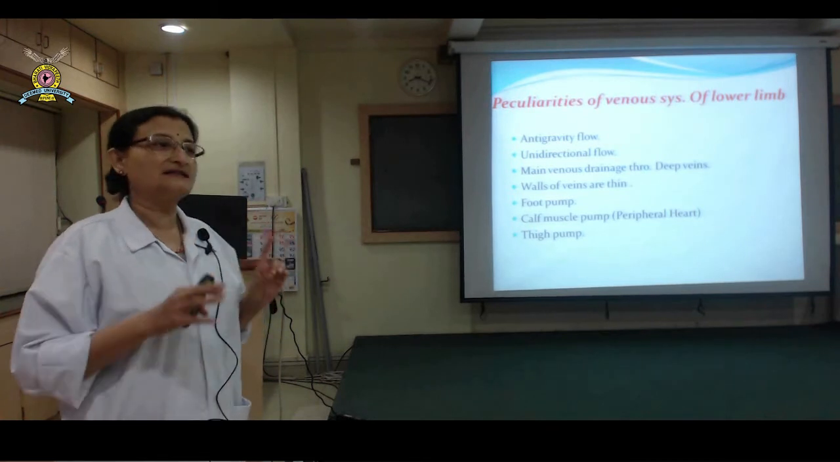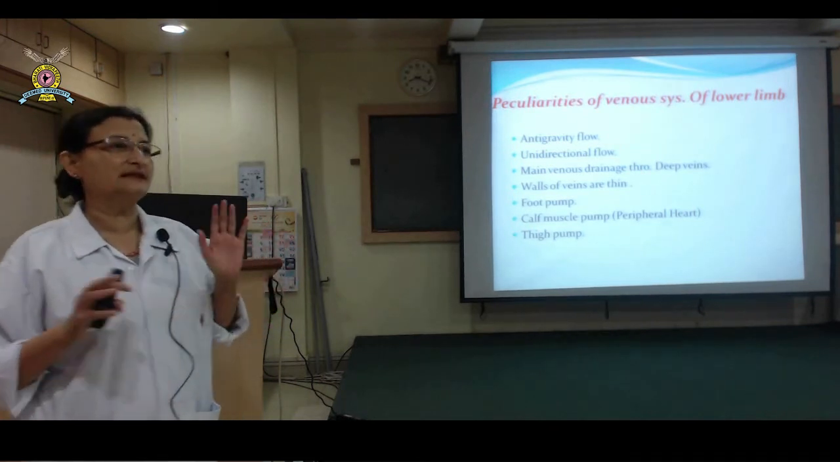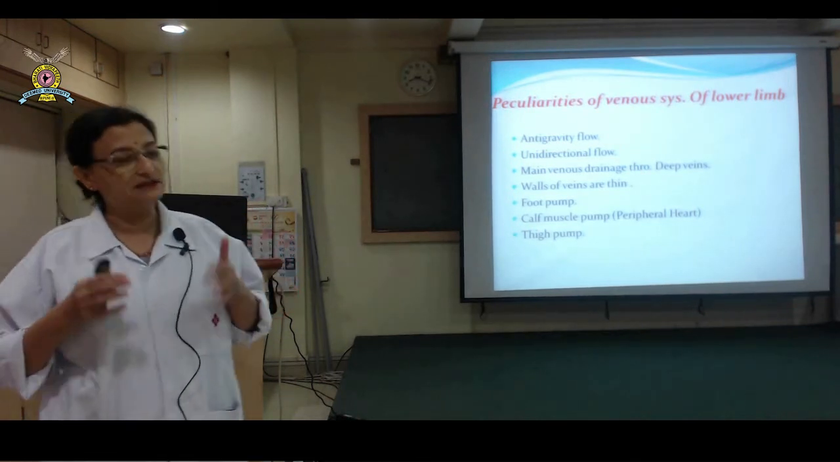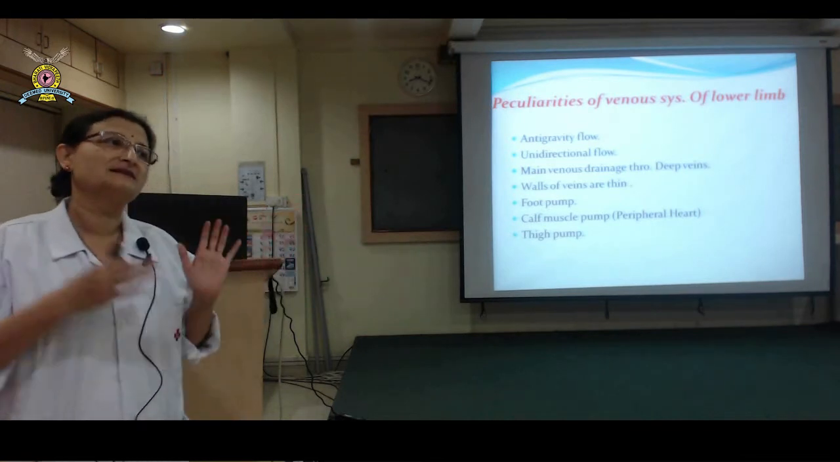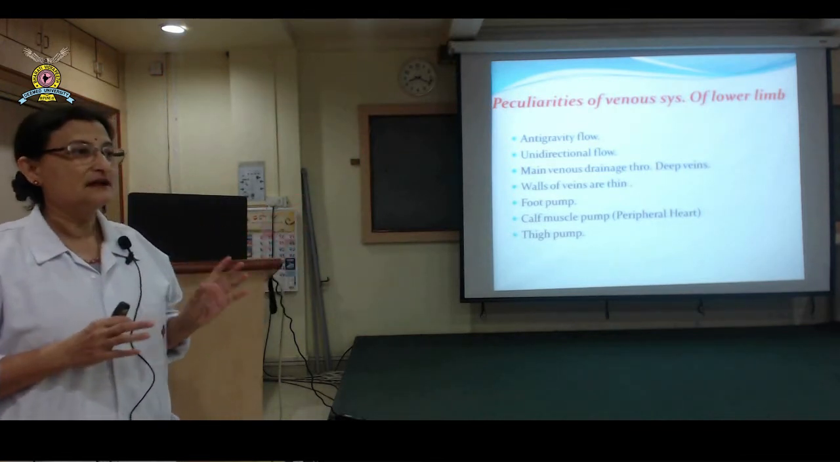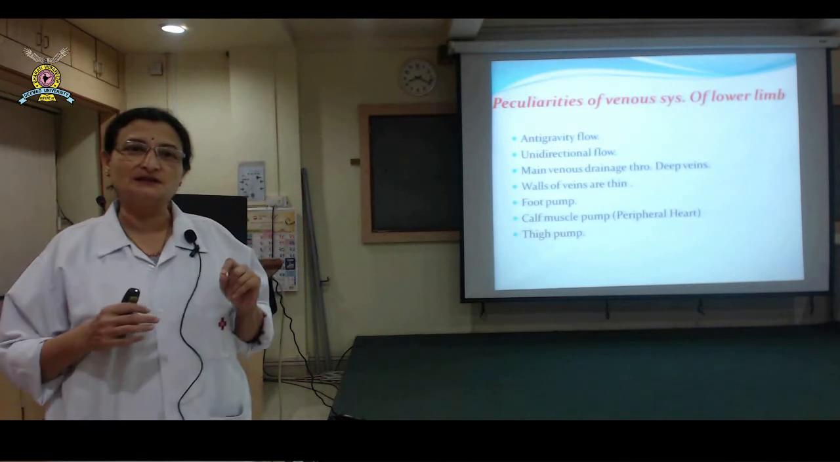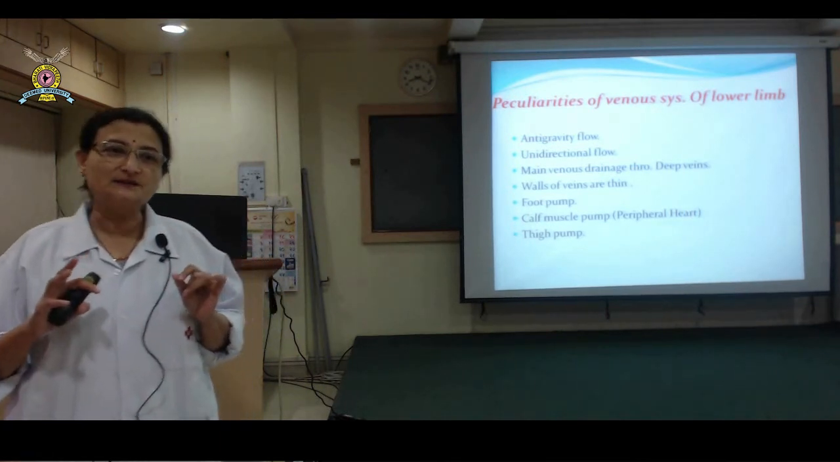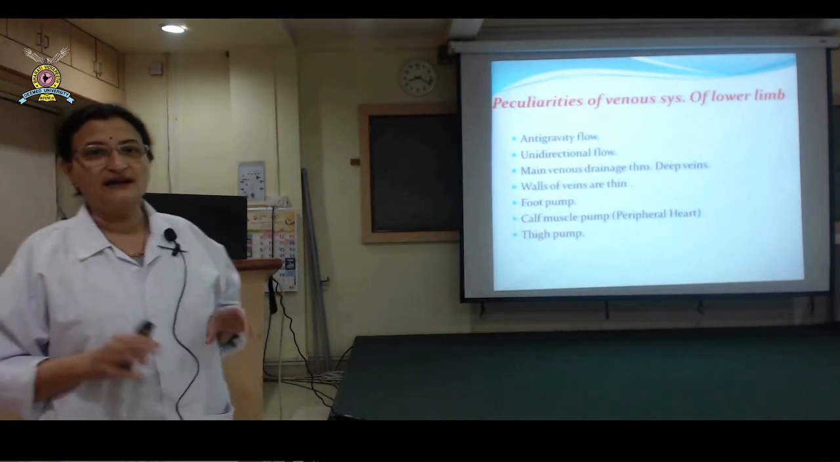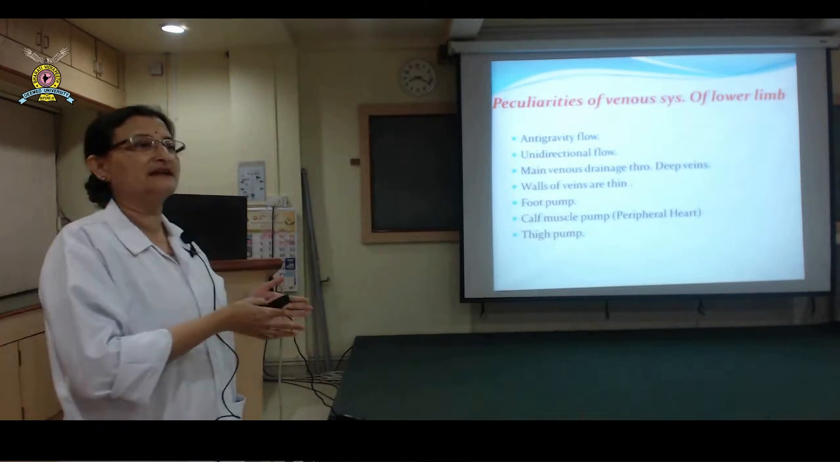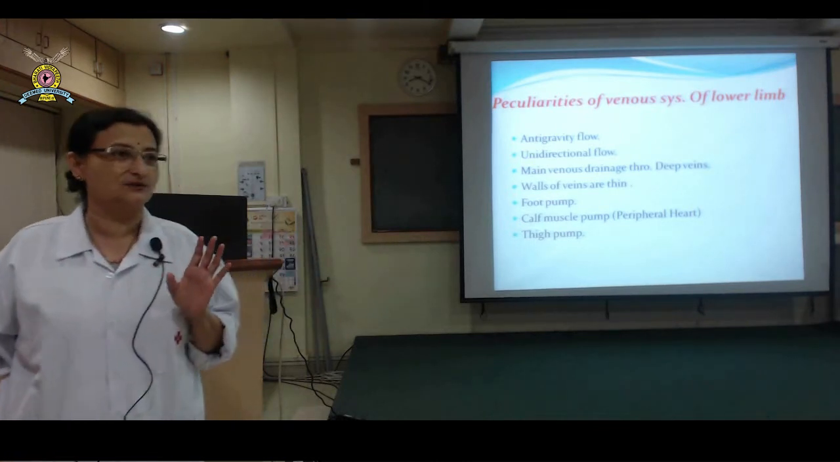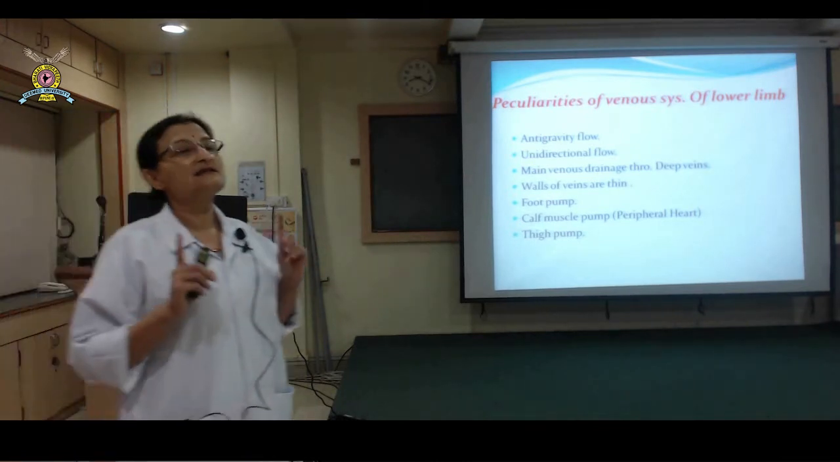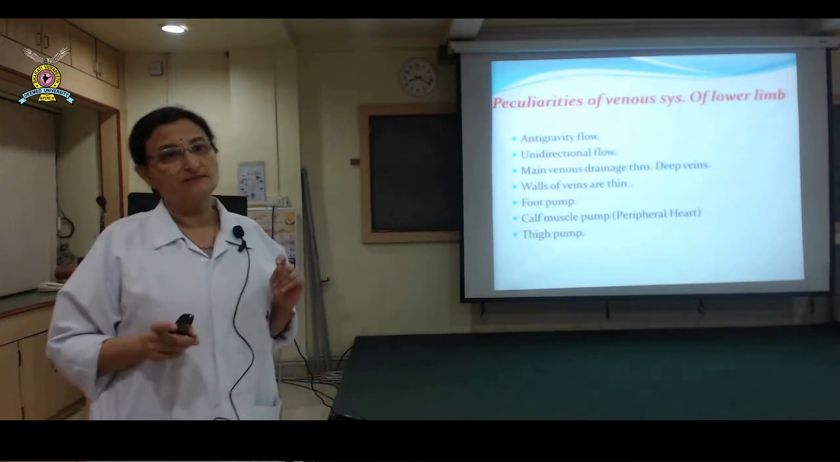So we need to understand this. Why we need to know that there is a superficial venous system, a deep venous system, and something called the communicating vein in between. Because unless we know this connection, we will not be able to understand what goes wrong. Why do some people get varicose veins, some people don't get varicose veins? Or what does secondary varicosity mean?